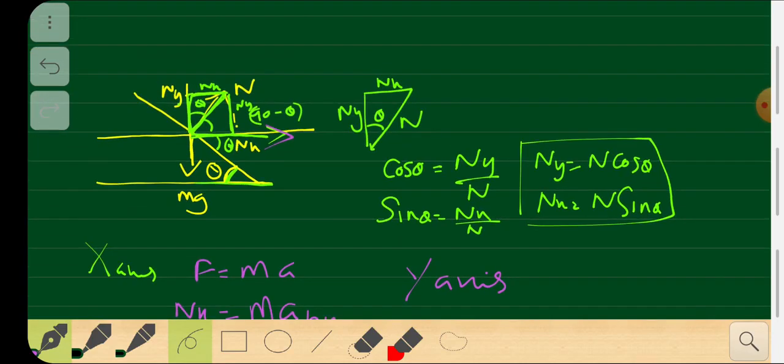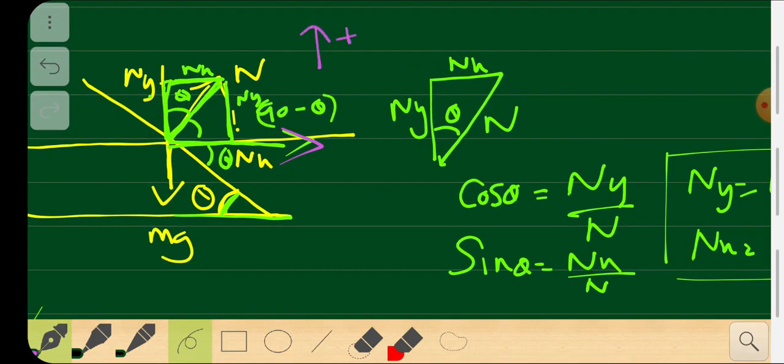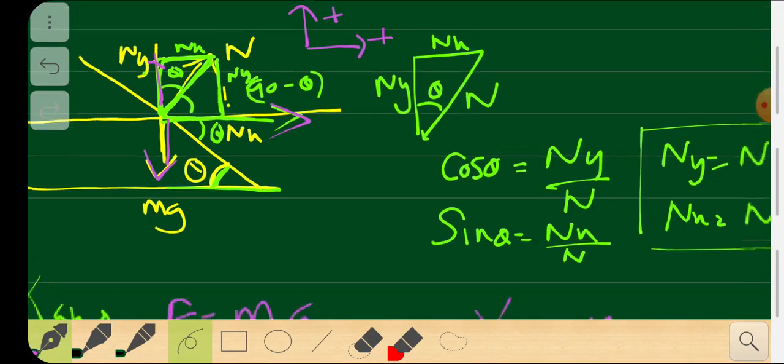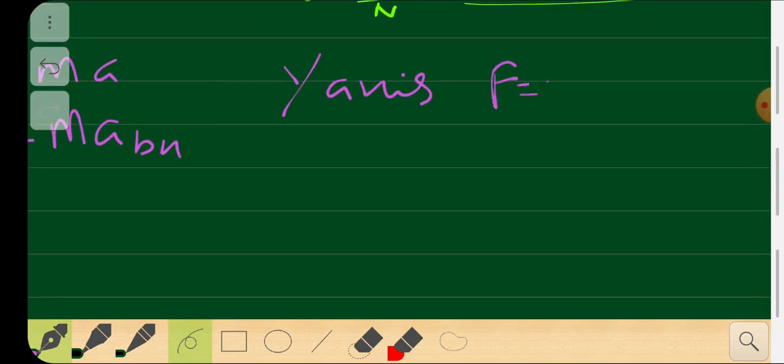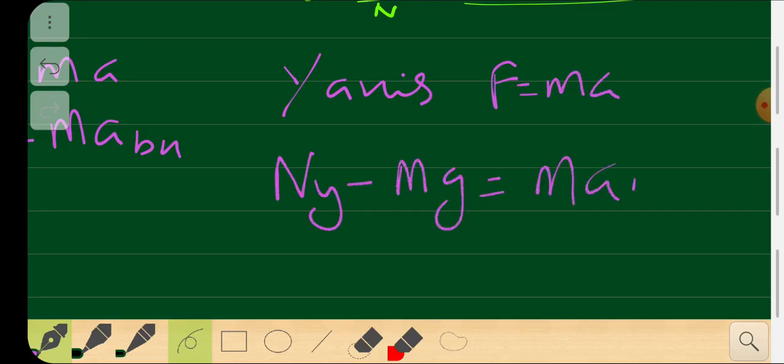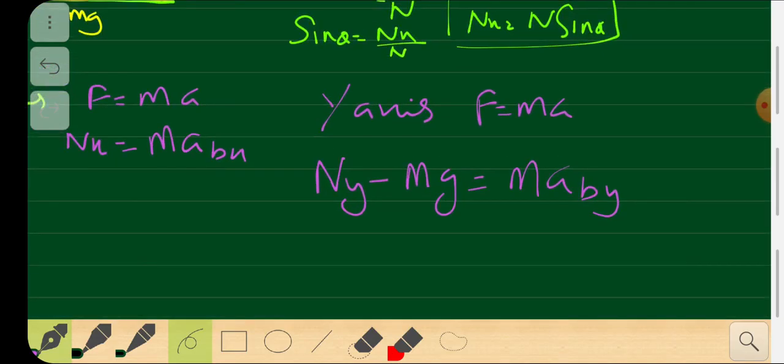Okay, and now you can look at the y-axis. If you take going up as positive and going down as negative, and going to the right as positive as well, then mg is in the downwards direction. So there are two forces, which are mg and the normal force n_y, right? So if F equals ma, the forces are n_y and minus mg, which must be equal to m a of box in the y direction, right? So you got that. So now what you can do is simplify this.